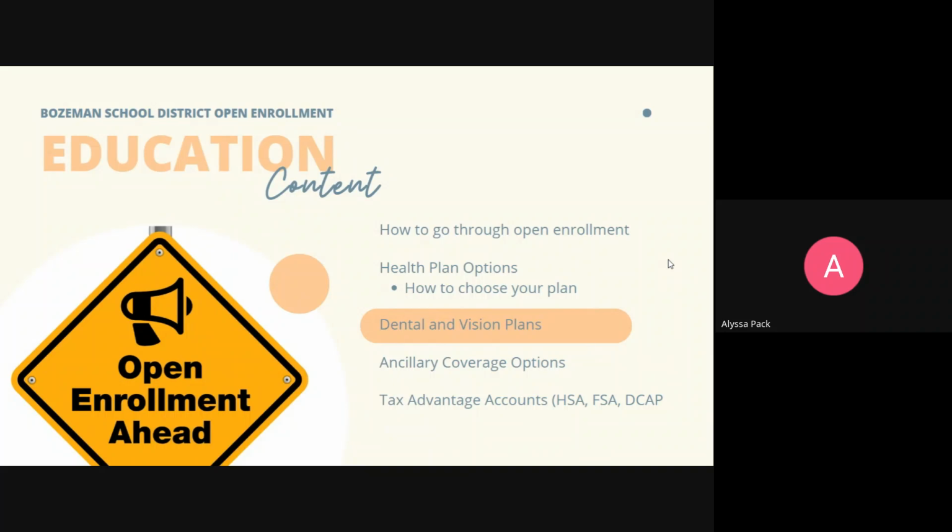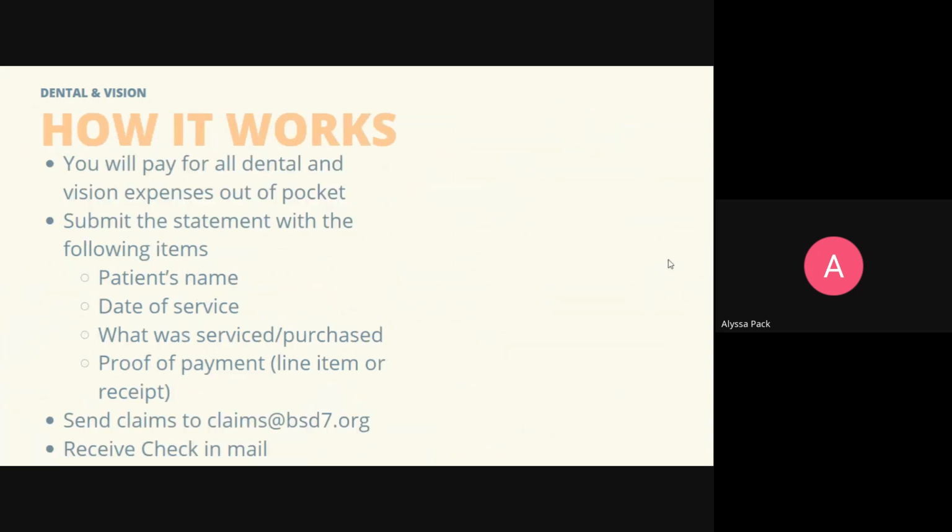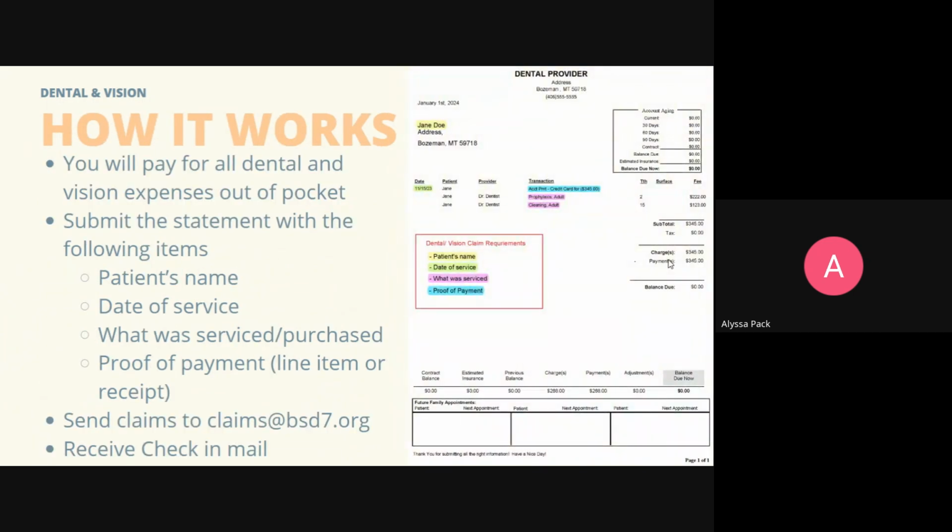Okay, next we'll do a quick rundown on our dental and vision plans. So we utilize a reimbursement plan for both our dental and vision, which is a little bit different than what you're used to. You're not going to receive an insurance card for dental or vision. You're not going to submit to insurance. So just listen up if this is new to you. How it works is you're going to pay for all dental and vision expenses out of pocket. So directly to the provider after the appointment, after the purchase, you'll pay them.